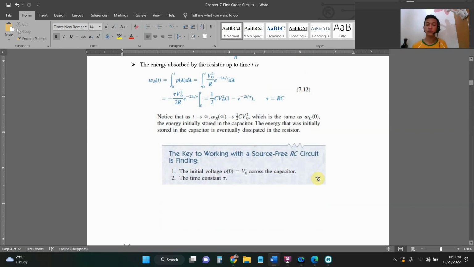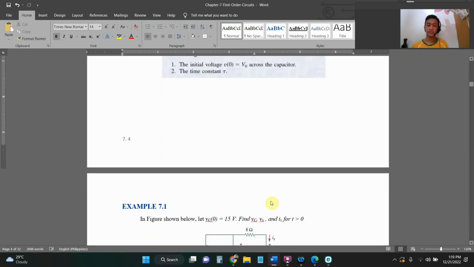The key to working with a source-free circuit is finding the initial voltage across the capacitor and the time constant tau. So that is for the RC circuit.